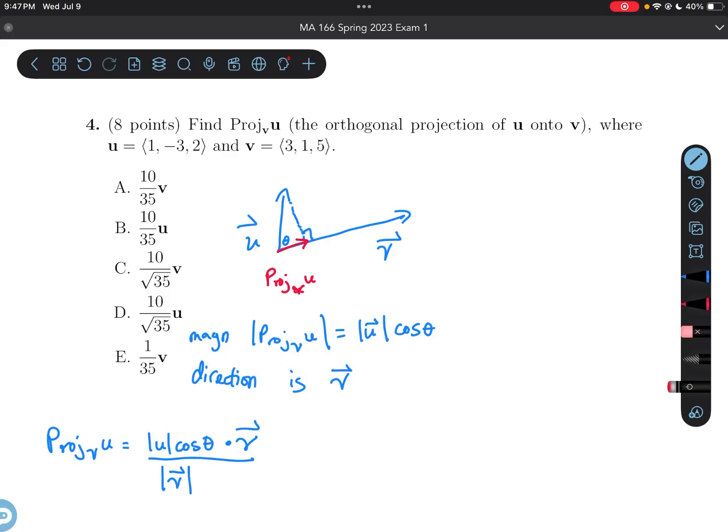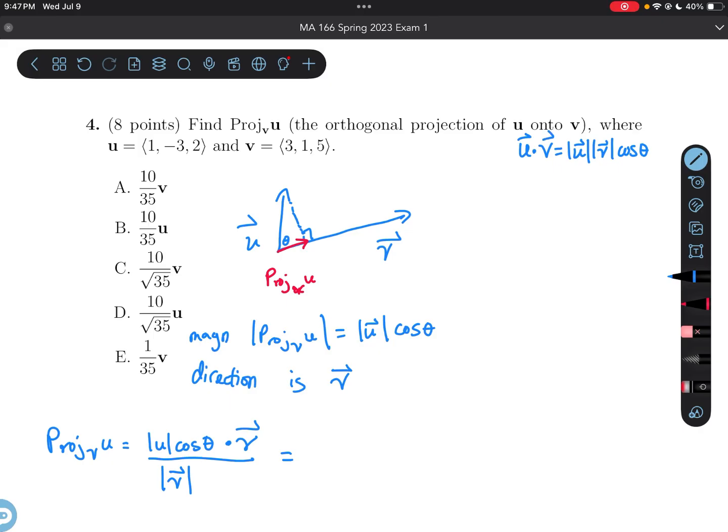However, in the problem, they do not give us the value of theta. The key here is to notice that this looks very similar to a part of the formula for the dot product. So the dot product, one of the definitions is that u dot v is equal to the magnitude of u times the magnitude of v times cosine theta, where theta is the angle between u and v.